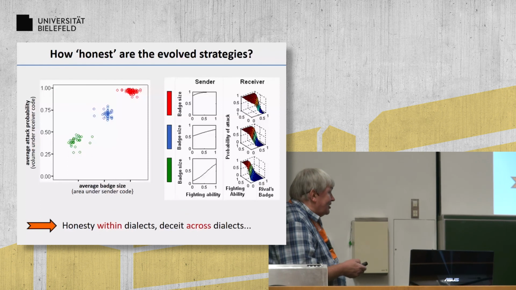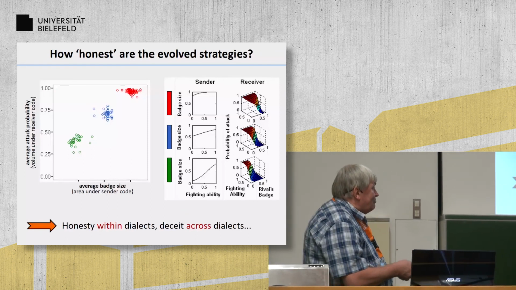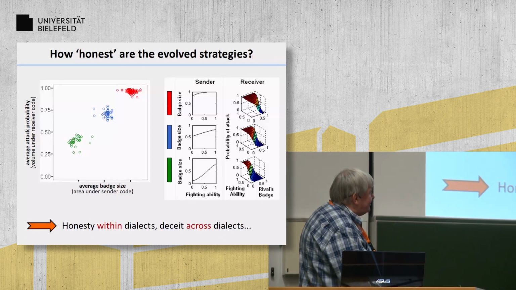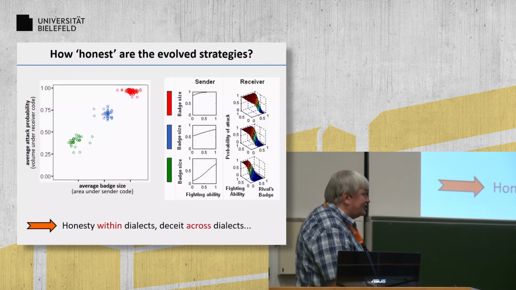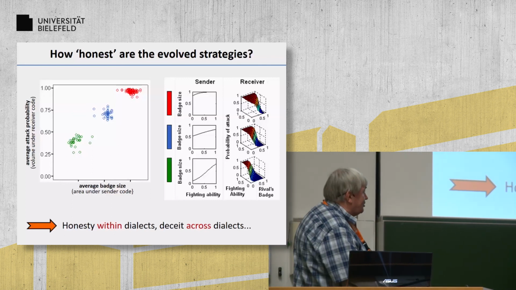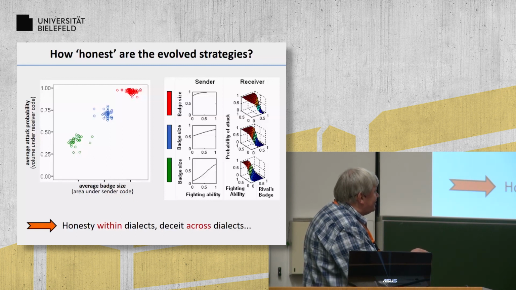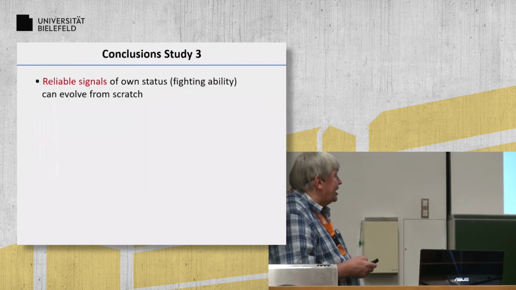Interestingly, it also sheds some new light on the question of honesty. Basically, you see that all of these different types are honest in the sense that the sender strategy is monotonically increasing. In that sense, they are honest, but they are not honest across dialects, because an individual of this type that is confronted with an aggressive one more or less has the idea that the aggressive one is cheating, because even if it's weak, the aggressive one always produces a very large badge, and so on. I come to the end.